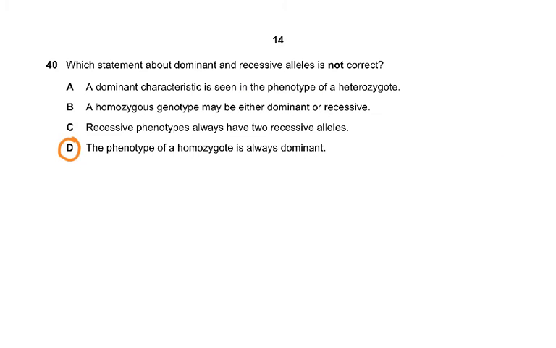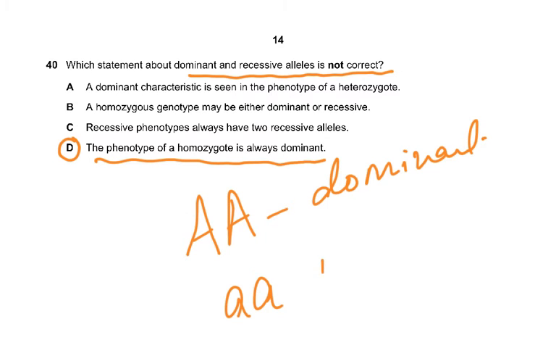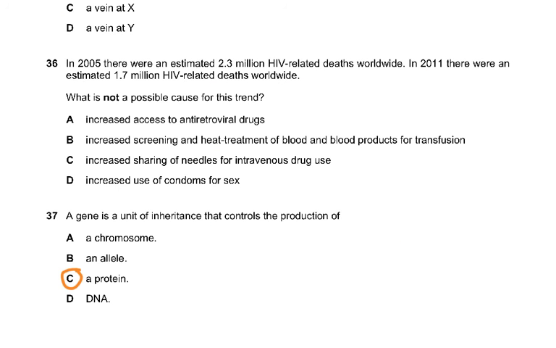Then another question, which statement about dominant and recessive alleles is not correct? The phenotype of a homozygous is always dominant. No, homozygous can be this. If this is this, then it's got the dominant phenotype. But if it is this, which is also homozygous, then this is the recessive phenotype, whatever the recessive trait is, white flowers or night blindness or something like that.